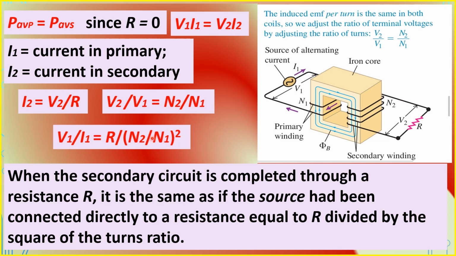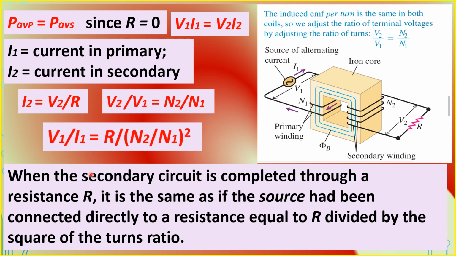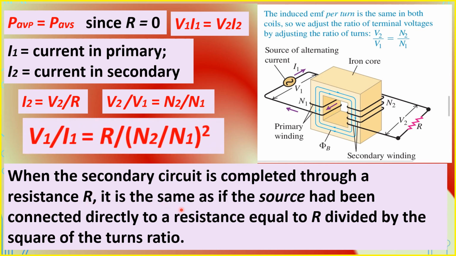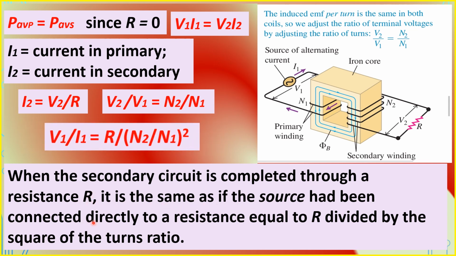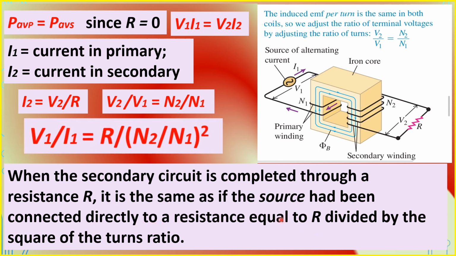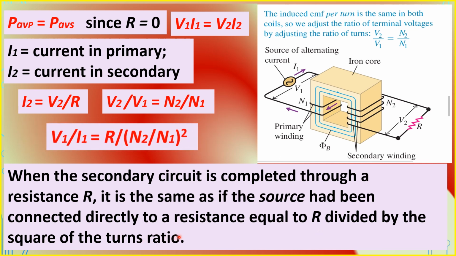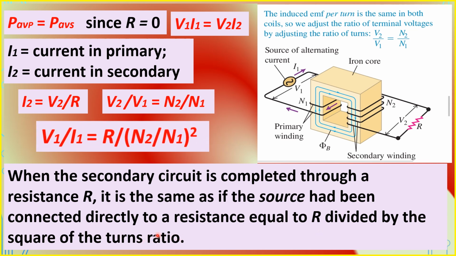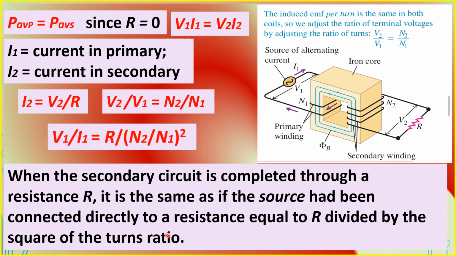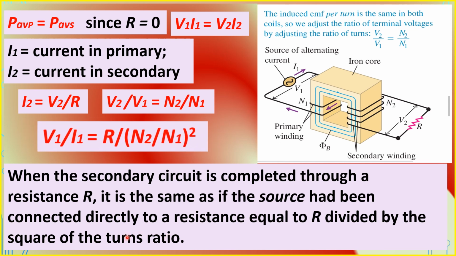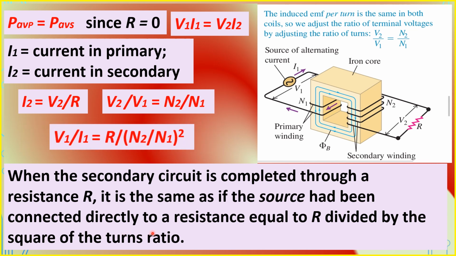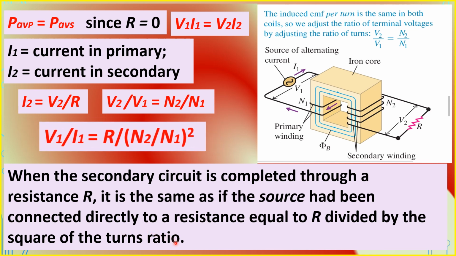Based on this equation, we say that when the secondary circuit is completed through a resistance R, it is the same as if the source had been connected directly to a resistance equal to R divided by the square of the turns ratio. In other words, the transformer transforms not only voltages and currents, but resistance as well. And more generally, we can regard a transformer as transforming the impedance of the network to which the secondary circuit is completed.